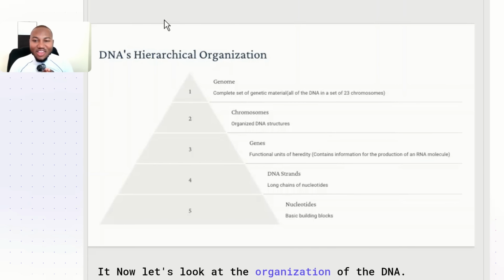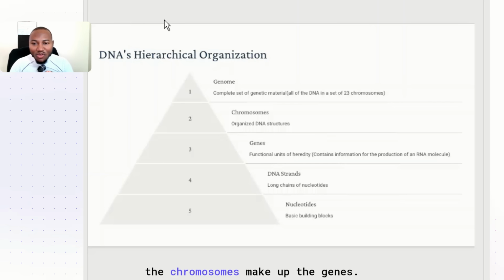Now let's look at the organization of the DNA. All right? So we have the genome, we have the chromosomes, we have the genes, we have the DNA strand, and we have the nucleotide. This is the organization. The genome makes up the chromosomes, which make up the genes, which make up the DNA strands, which make up what? The nucleotides.